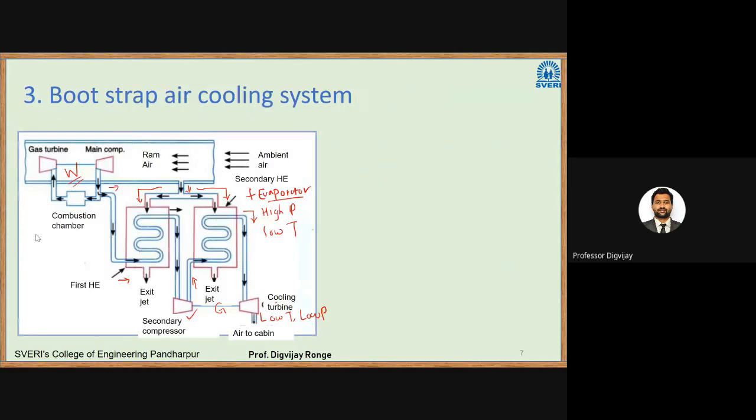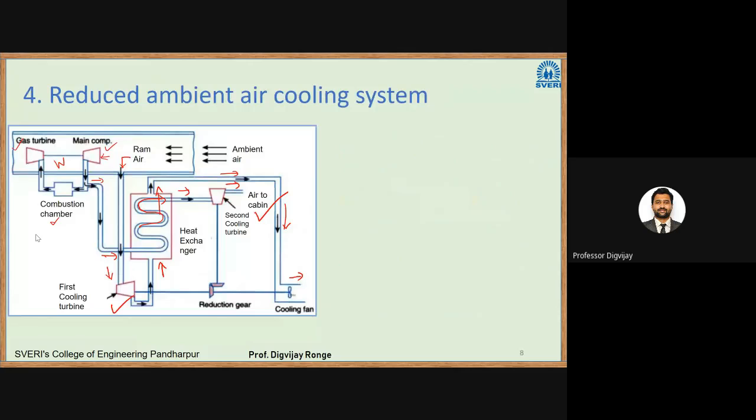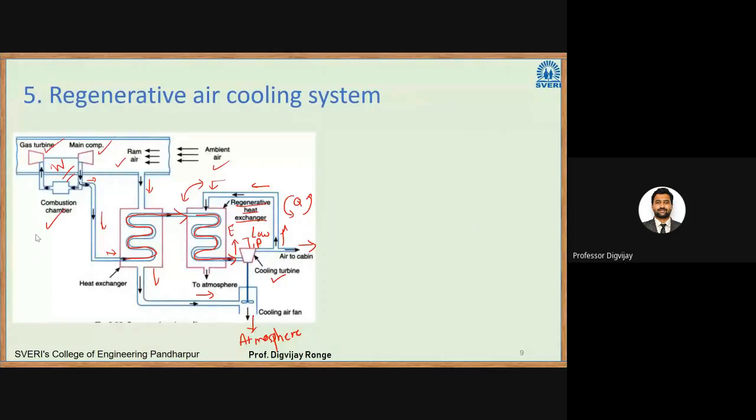Right. Then we have seen the bootstrap air cooling system, which had two heat exchangers and two compressors. Then we saw the reduced ambient air cooling system, which had one heat exchanger but two cooling turbines. Then the fifth was the regenerative air cooling system, in which we have two heat exchangers, but the second heat exchanger is called a regenerative heat exchanger.